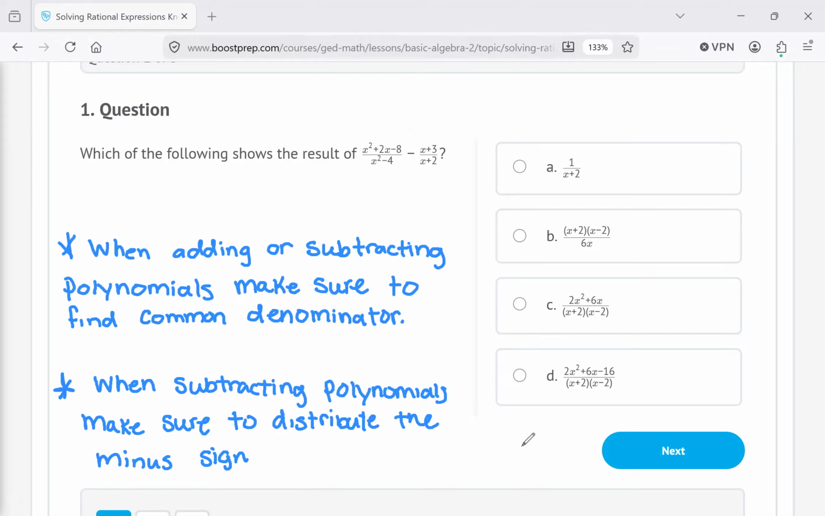Oh, you're going to need to know your factoring rules. So if you need a refresher on factoring, check out the supplementary videos.